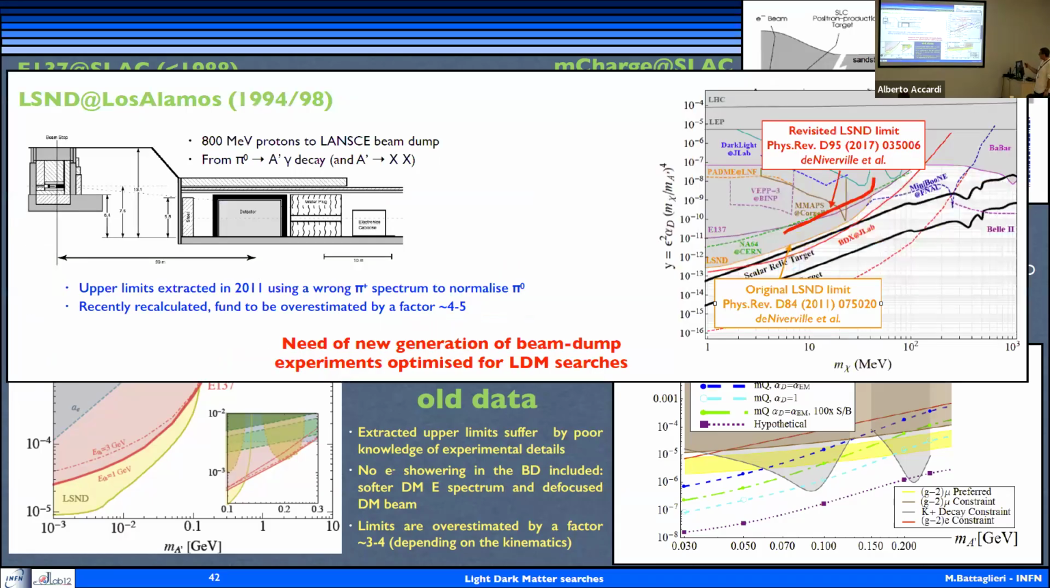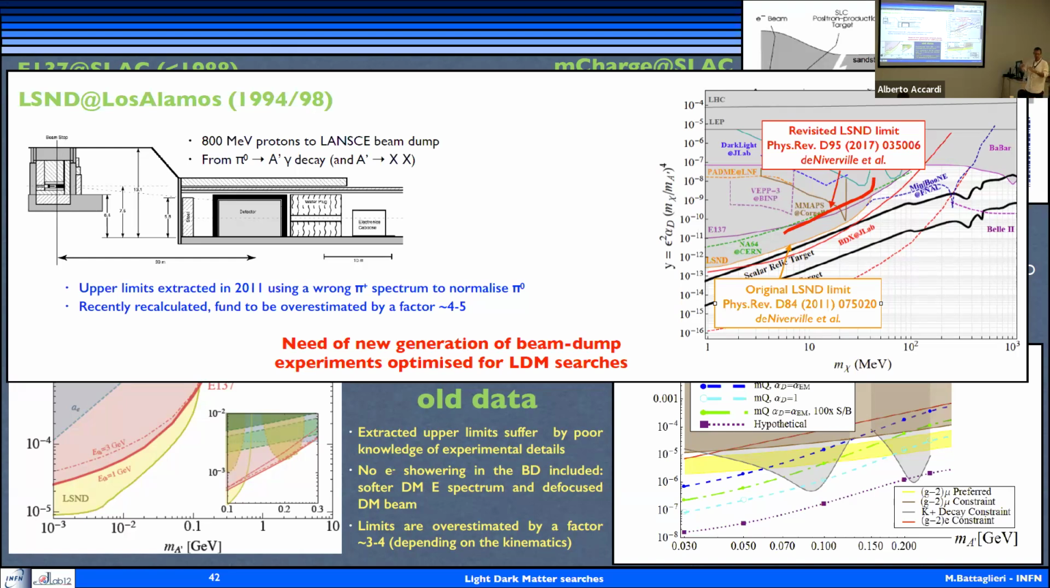And this is very similar to LSND. This is another experiment that ran at Los Alamos, again a long time ago, where the same group put some limit extracted from the non-observation of an A prime, in this case produced by a pi zero that decays. At first, they had a completely wrong evaluation.